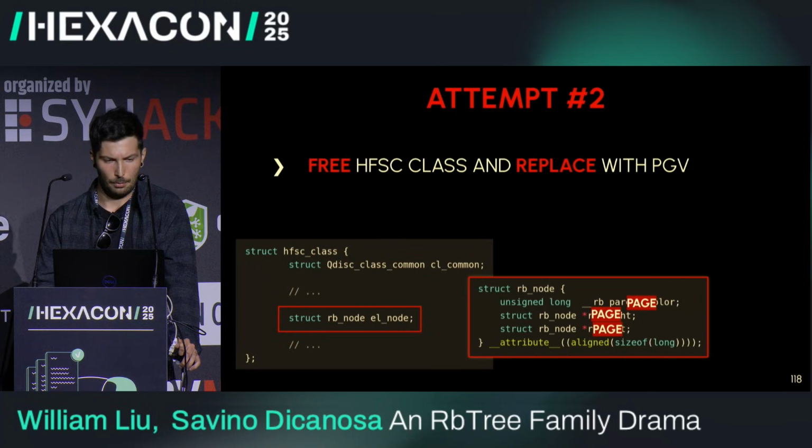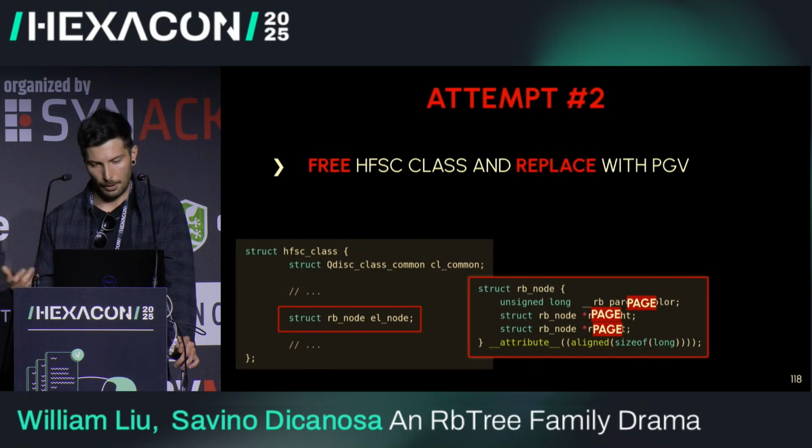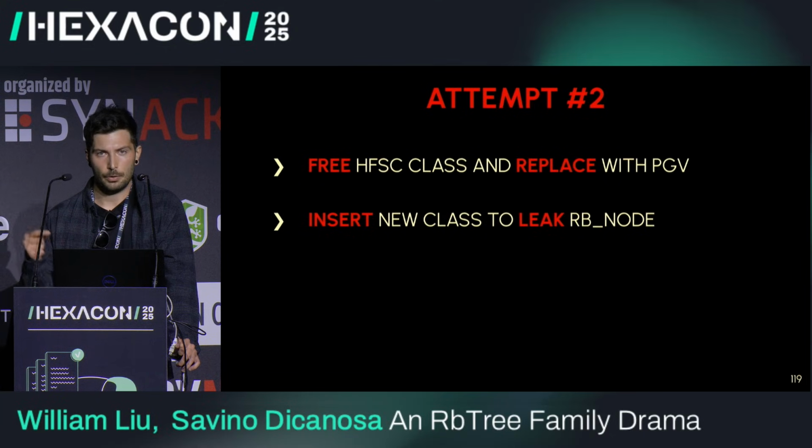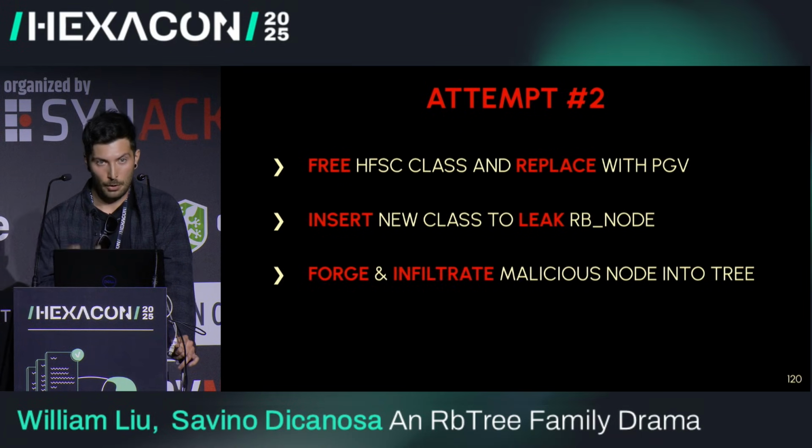So the first part is identical. We just want to insert the class twice into the eligible tree. Then we replace the object with a page vector, but now we want to do something different. We insert a new class into the tree, a new node into the tree. And remember, the kernel now is treating our pages as RB nodes. So with this primitive, we can just write a pointer right into one of the controlled pages and leak the pointer to user space. Now, we want to use this information to forge and infiltrate a malicious node into the tree. We will call it Evil Grandpa. You're going to see why.